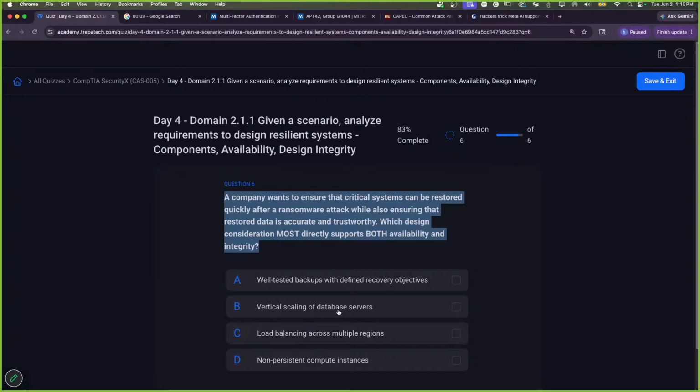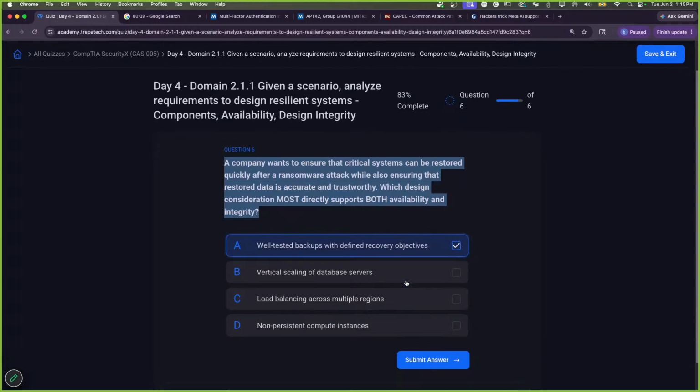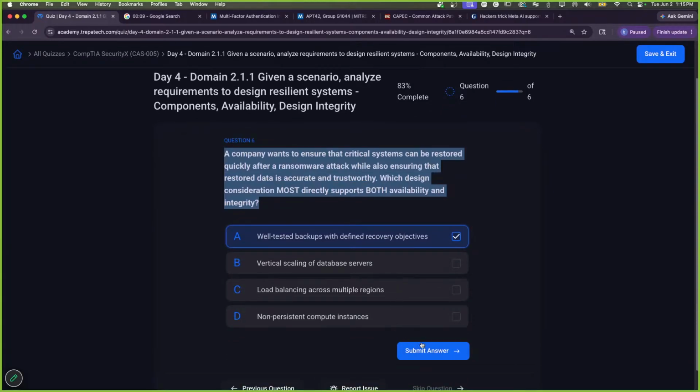Okay, so scaling has nothing to do with it. Load balancing has nothing to do with this restoration. Non-persistent would be the opposite. If it said persistent compute instances that are backed up, it could be D, but we're gonna go with A here. Well-tested backups with defined recovery objectives.